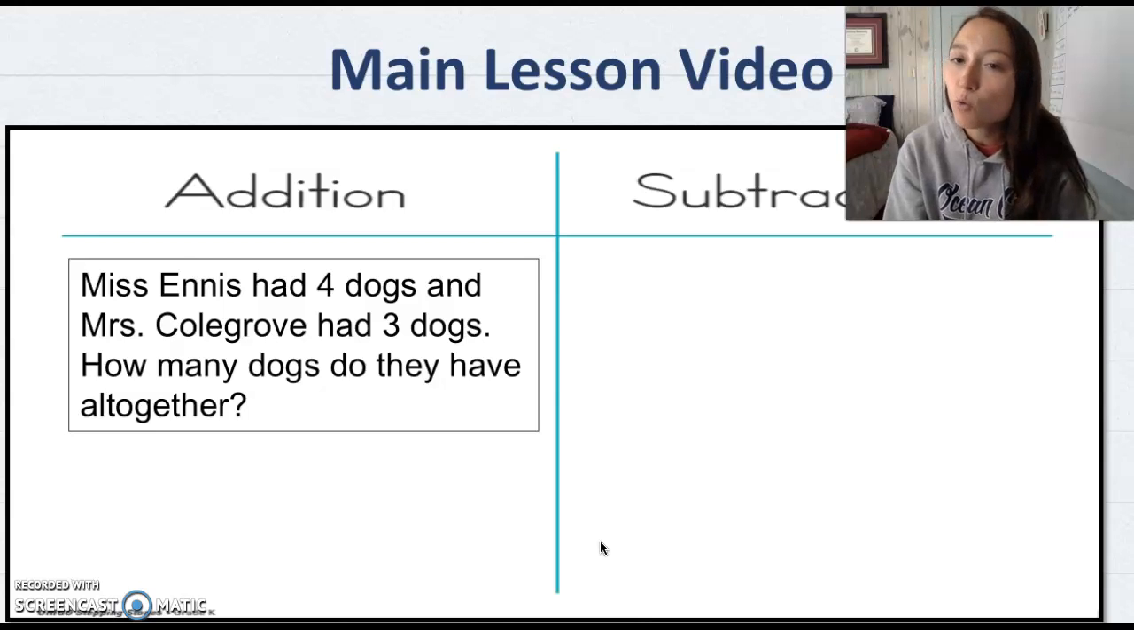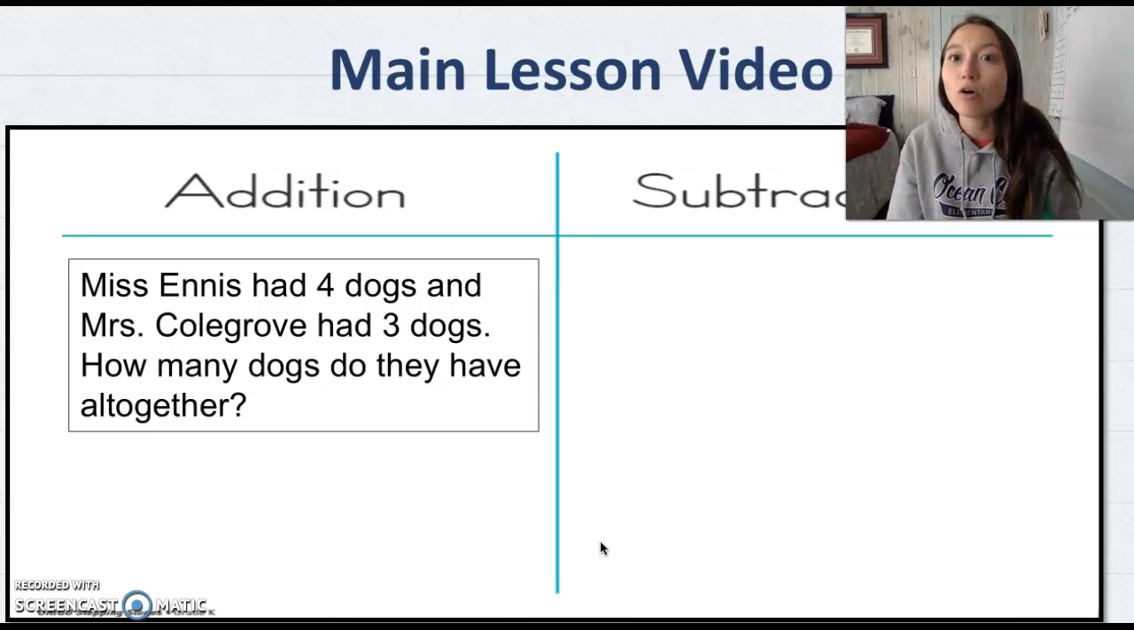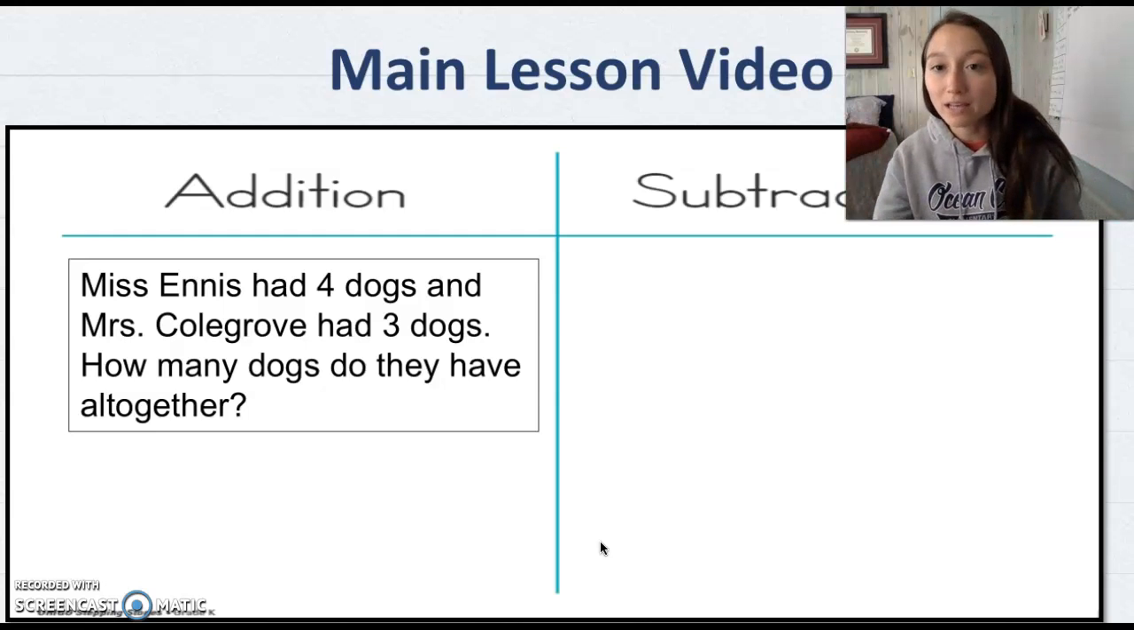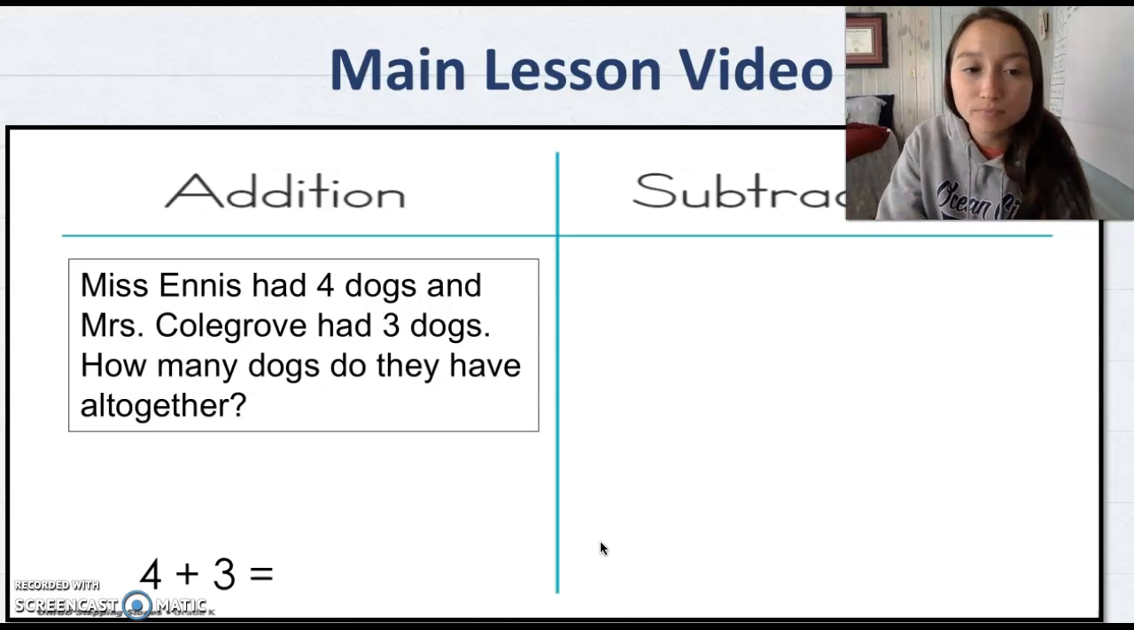Let's think about some words in this problem that might tell me I'm going to need to use addition. Well, I see that word all together. So that tells me I'm going to be thinking about all of them. What is the total number of dogs? Miss Ennis has some dogs, Mrs. Colgrove has some dogs. Are any dogs being taken away? No, we're putting them together. So that definitely tells me I'm going to need addition.